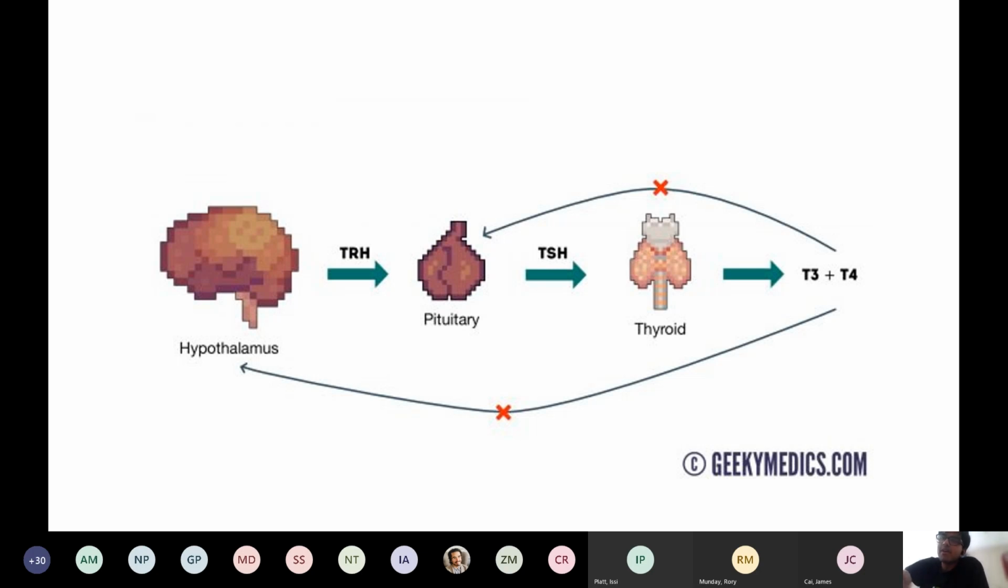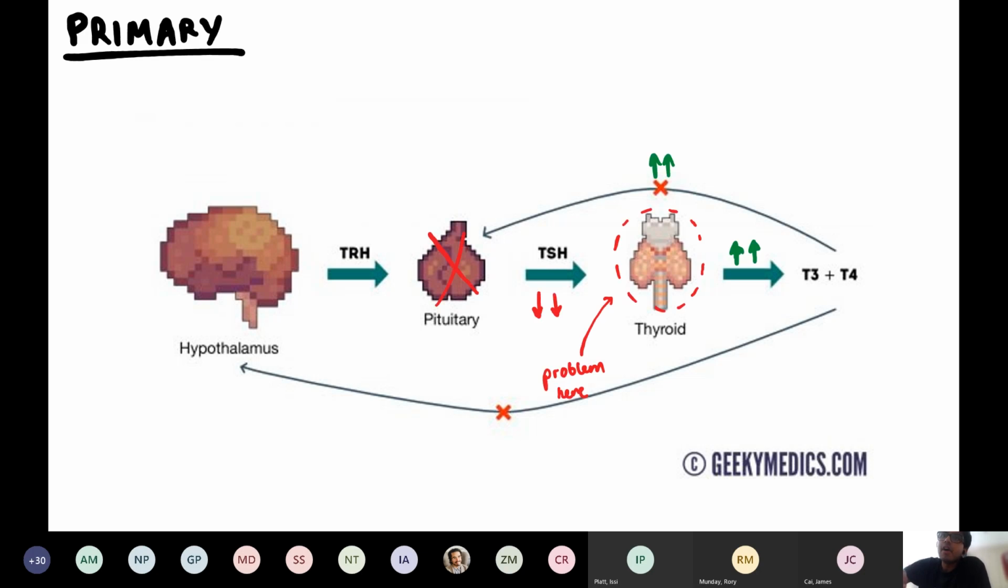But quick reminder with this nice diagram from Geeky Medics. This is the thyroid hormone axis. In order to produce T3 and T4, we do require the pituitary to be stimulated by the hypothalamus, and then that in turn to stimulate the thyroid gland itself via TSH.